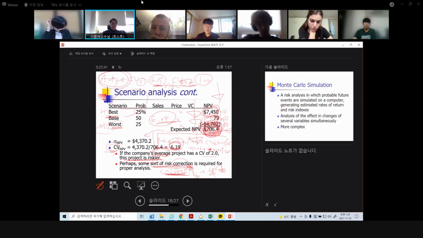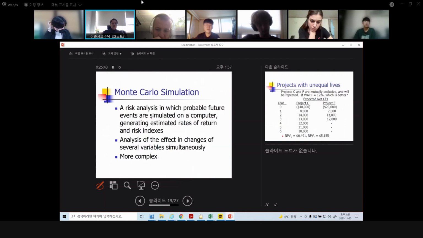And the third way to estimate the riskiness of a cash flow stream is Monte Carlo simulation. So as you expect, this is named after Monte Carlo, right?